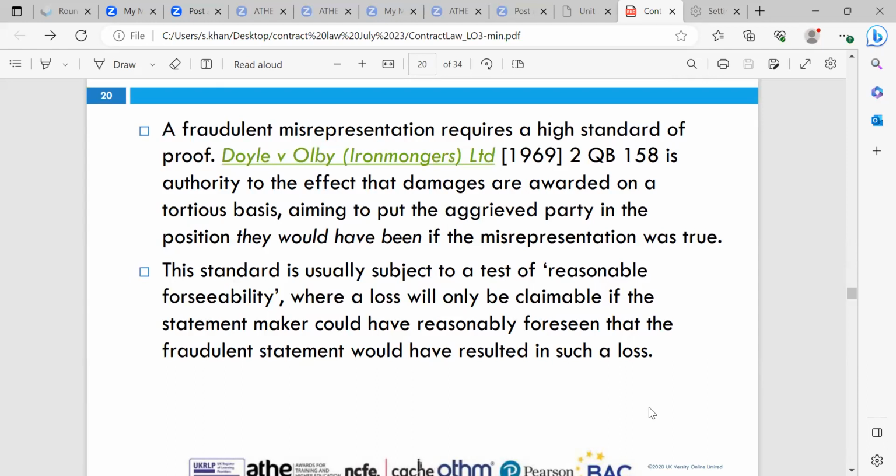This standard is usually subject to a test of reasonable foreseeability, where a loss will only be claimable if the statement maker could have reasonably foreseen that the fraudulent statement would have resulted in such a loss.